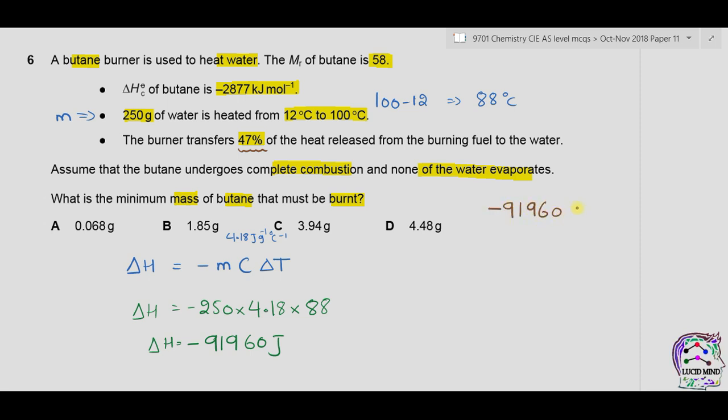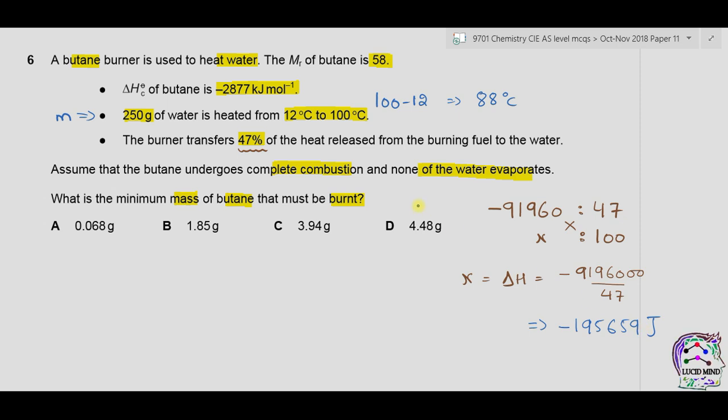So as 91960 is for 47%, for 100% it will be equal to X. By cross multiplying we can find the enthalpy change for 100%. It comes equal to minus 195,659 joules. Now from the question we already know that the enthalpy change of combustion of butane is minus 2877 kilojoules per mole. And it is when we have molecular mass which is equal to 58.